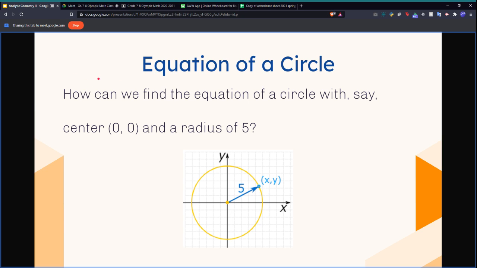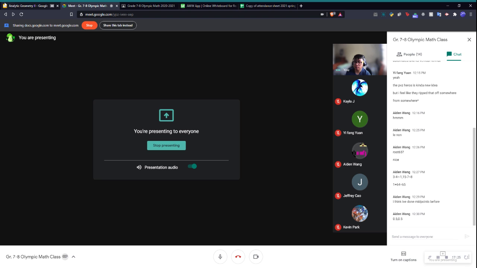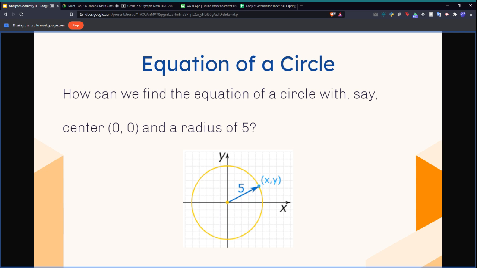So let's think about this one. How can we find the equation of a circle with center 0, 0, where 0 comma 0 is the center of the circle, and it has a radius of 5? How do you find the equation of that? Give you guys a few seconds to think about how you would do that. Remember, in a circle the center point is always the same distance from the circumference of the circle. And this distance is the radius.